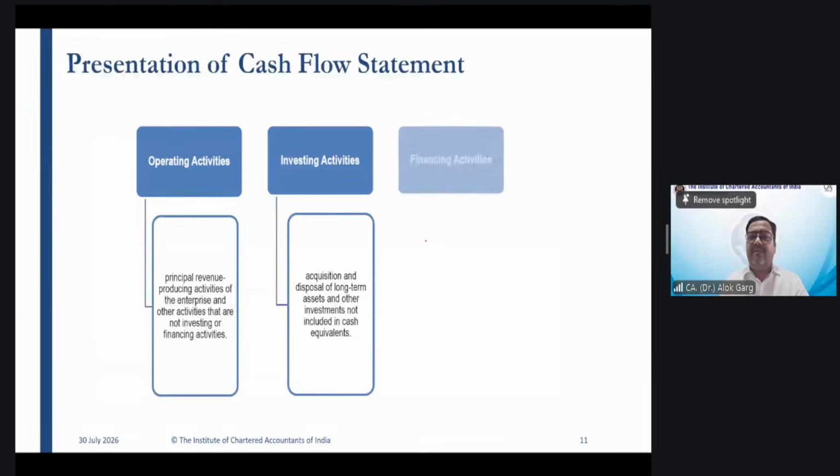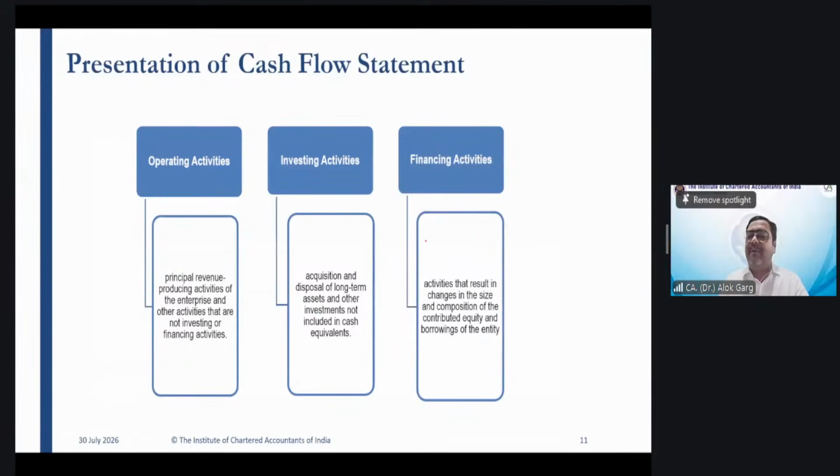Now, friends, three activities we are aware of: operating activity, investing activity, financing activity. Operating activity is the principal revenue producing activity of the entity, and other activity that is not investing or financing activity. So as I told you, operating activity means activity which comes from the operations, the principal revenue producing activity of the entity, right? What is investing activity? Investing activity is an activity which is largely related to acquisition and disposal of long-term assets.